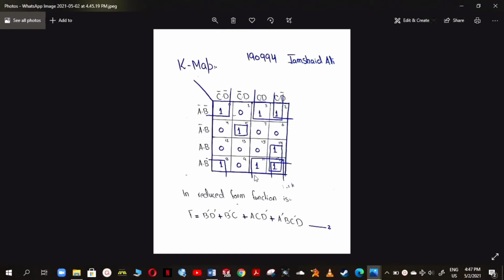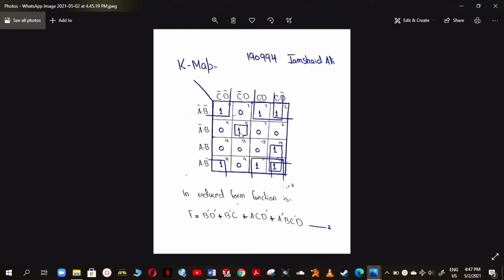If we are talking about horizontally, then only C and D dash is common in both cases, 1 and 1 in both pairs. So now we are going to write its term: A common, and C and D dash, A C D dash. And now we are going to discuss this last pair, which is only a single 1.